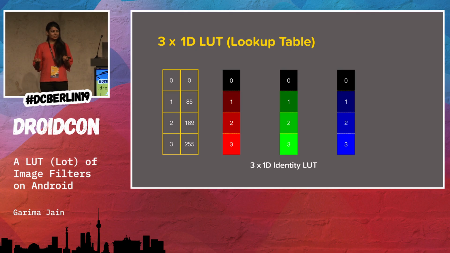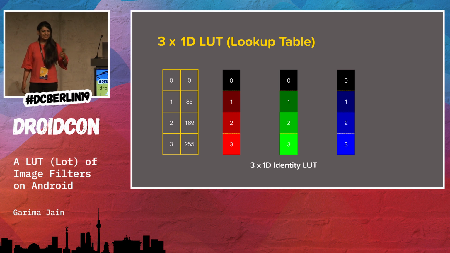And then there is also a 3x1D, because when dealing with images, we just do not have one channel. We have 3 different channels. So we need lookup values for all R, G, and B values. So we cannot just use 1D. And even this 3x1D lookup table is very limited.